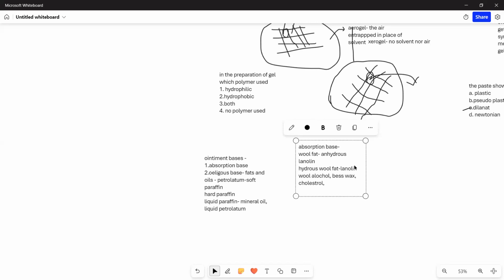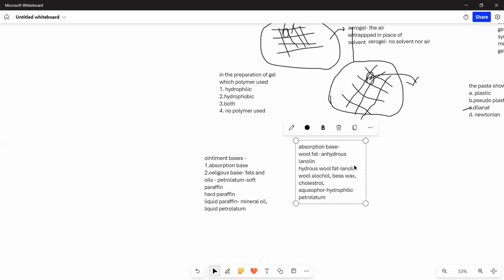Guys, do you know the synonym of the Aquaphor? What is the synonym of the Aquaphor? No one is able to recall it. Do you guys know about the Aquaphor? The Aquaphor is also known as hydrophilic petrolatum.